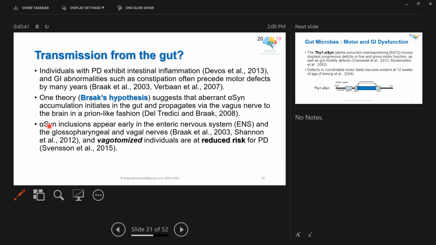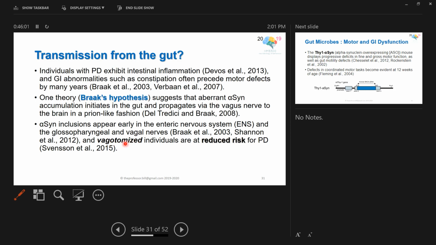If we were to test for Braak's hypothesis, we would see these misfolded alpha-synuclein within the nervous system that supplies the gut and parts of the glossopharyngeal and, of course, the vagus nerve.